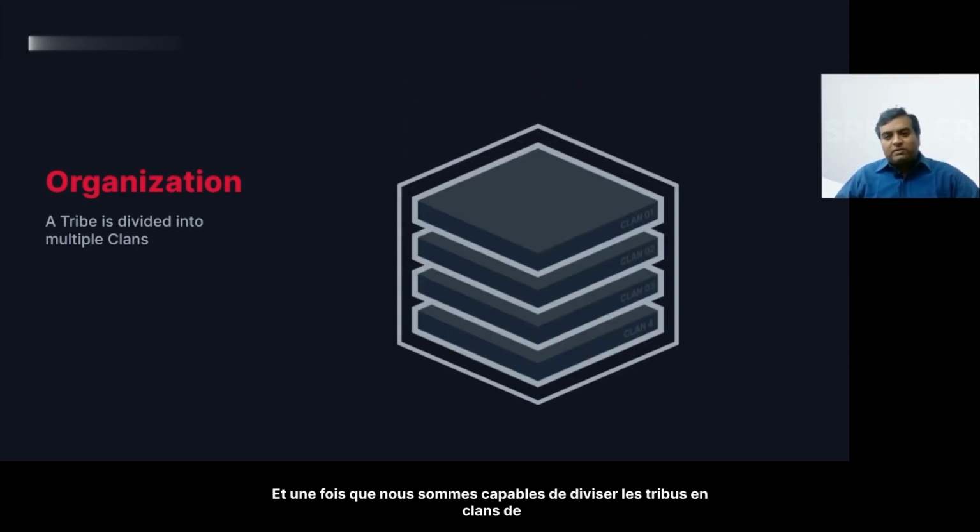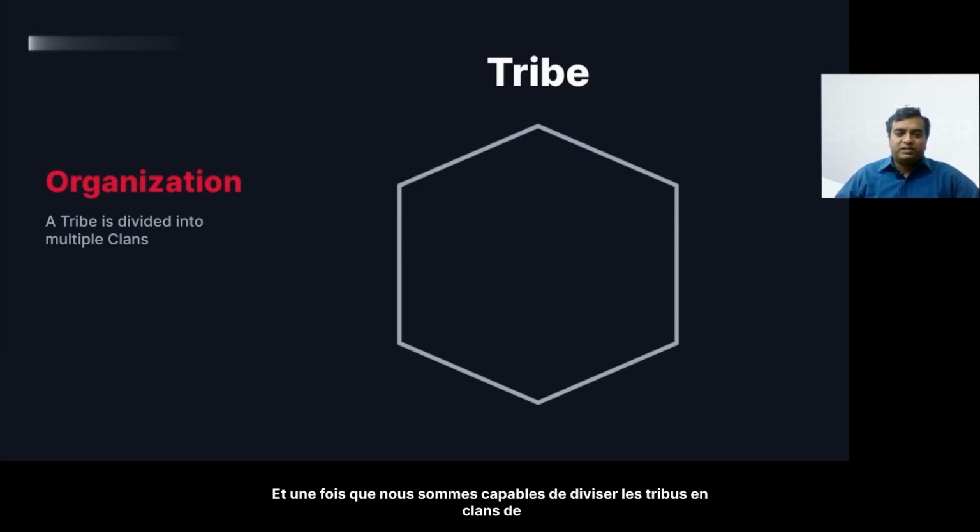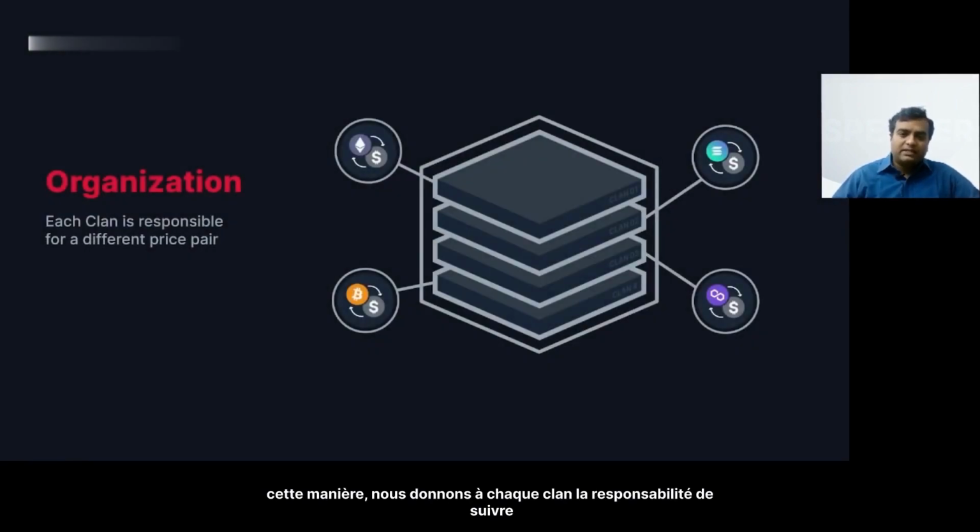And once we are able to divide tribes into clans in this fashion, each clan is given responsibility to track different variables. In this particular case, let's say there are various cryptocurrencies like Ethereum, Bitcoin, and Polygon, etc. And different clans are given responsibility to track these variables and get information about those variables from various exchanges and then put that into the blockchain. So you can see that in this organization, we are able to do sharding for the price pairs because we have the ability to divide the set into clans.